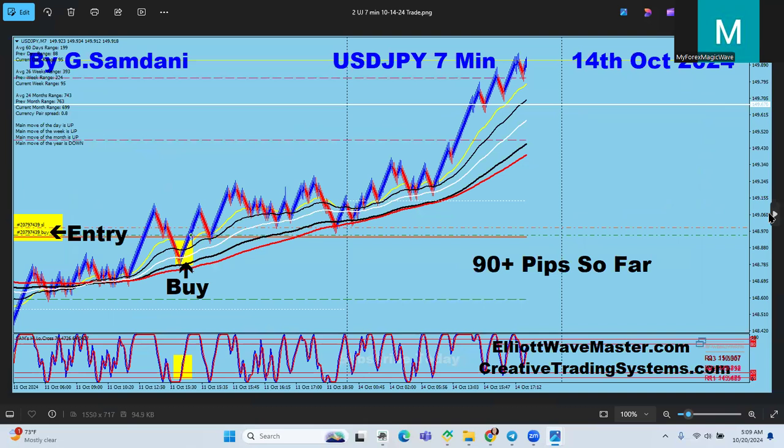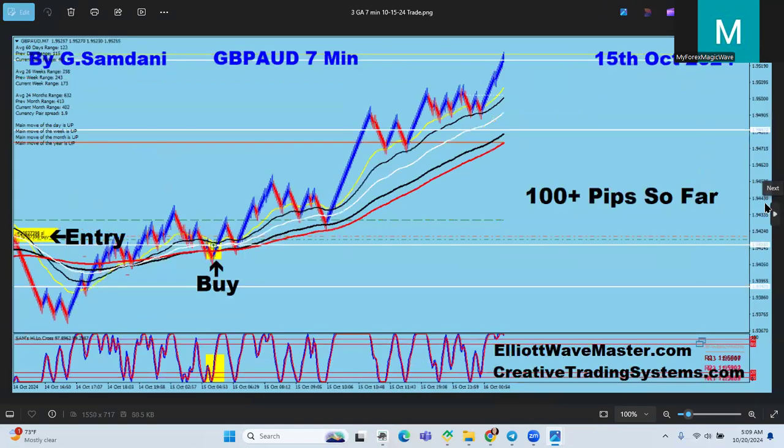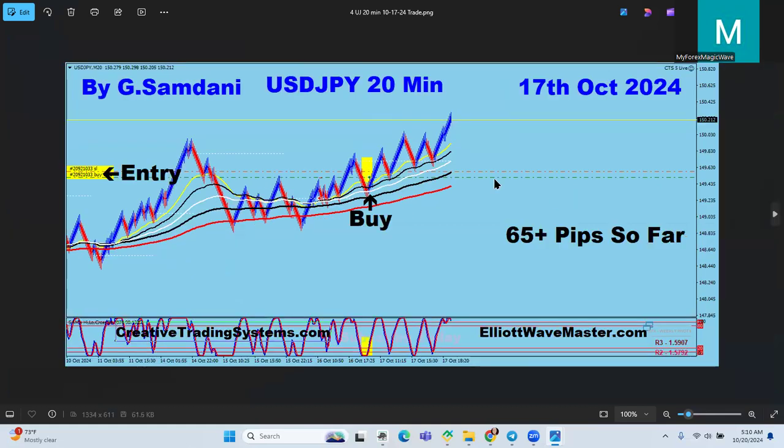And on the 14th, USD yen as well. This is the entry right there, and it is for 90 pip. And on the 15th, this is a pound Aussie taken from here. This was the entry, and there's a lot of entries here. But from here, my EA took the entry, expert advisor, automated robot. So this is for 100 pip. And this is USD yen again, going from here on the 17th, and only for 65 pip.